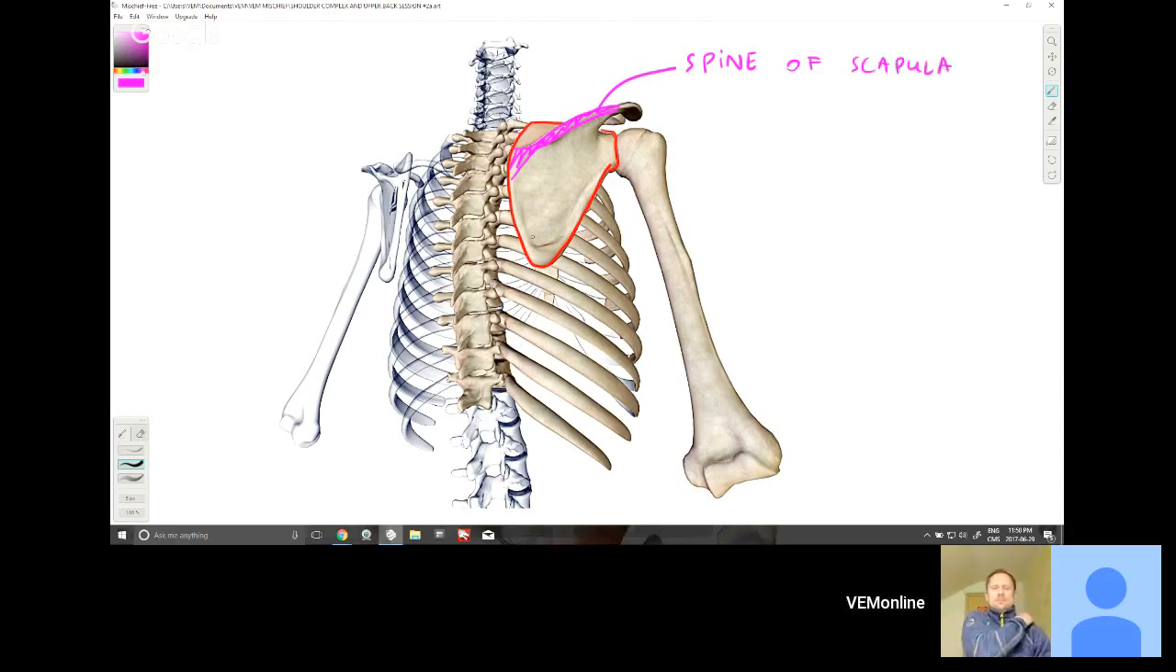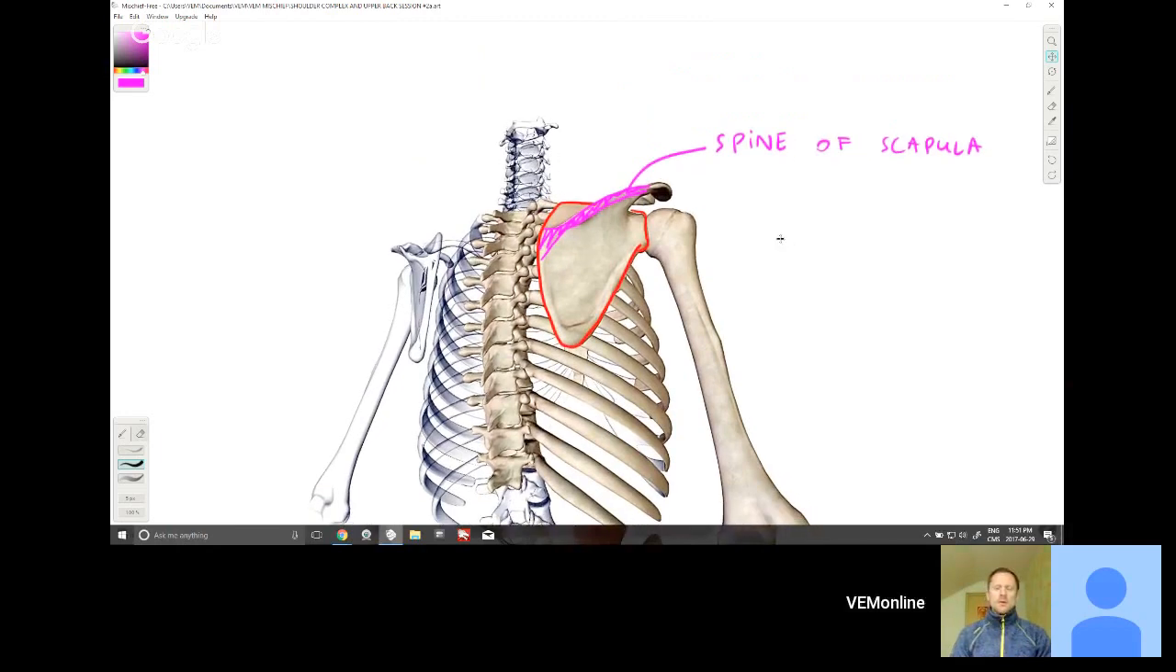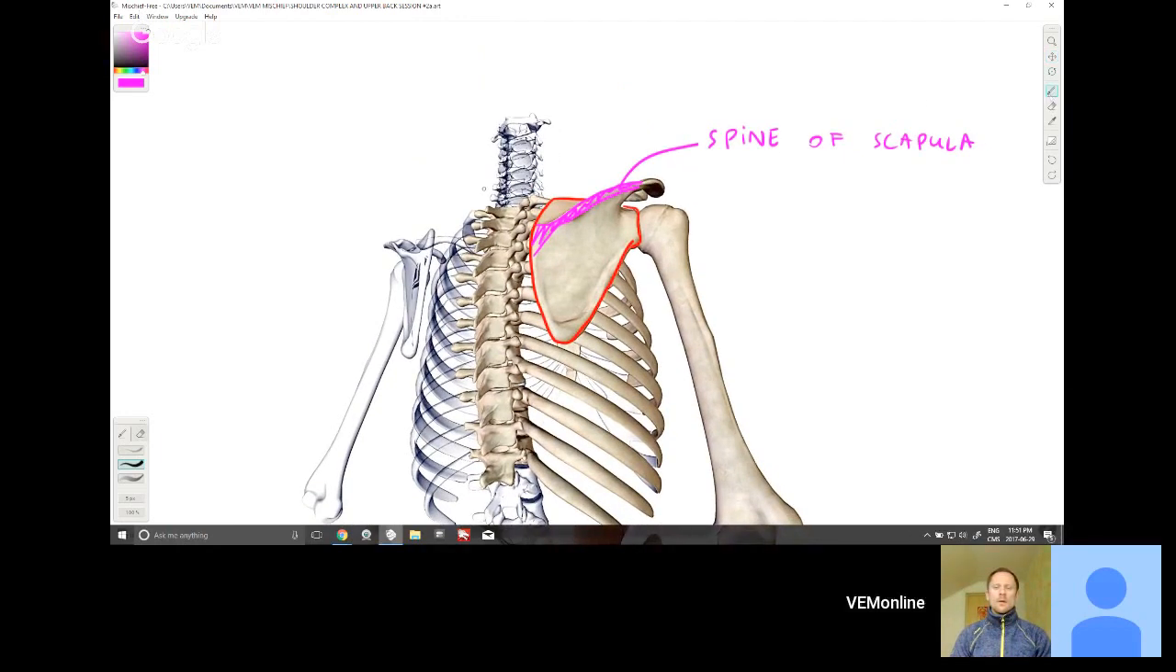Then we can distinguish, actually, no, let's go with the fossae. So superior fossa and inferior fossa. Once again, this is just a quick review. Superior fossa, just above the spine of the scapula. So this part here, right there. Superior fossa is where the supraspinatus originates from. So this part is going to be occupied by the supraspinatus muscle. Superior fossa.